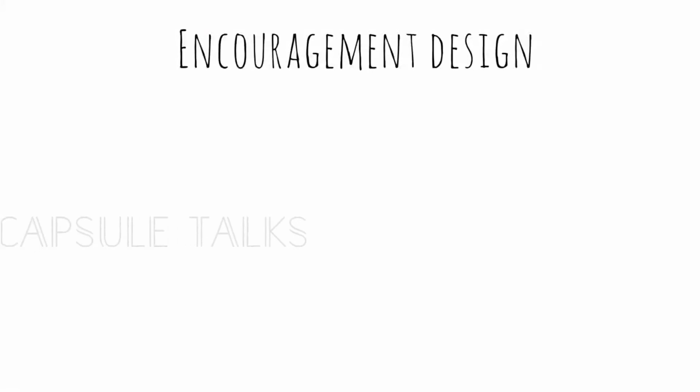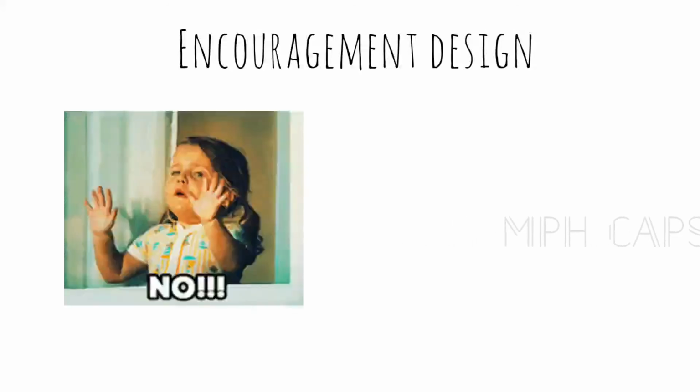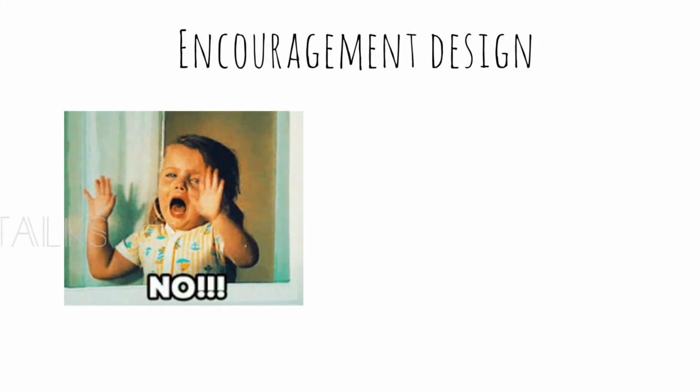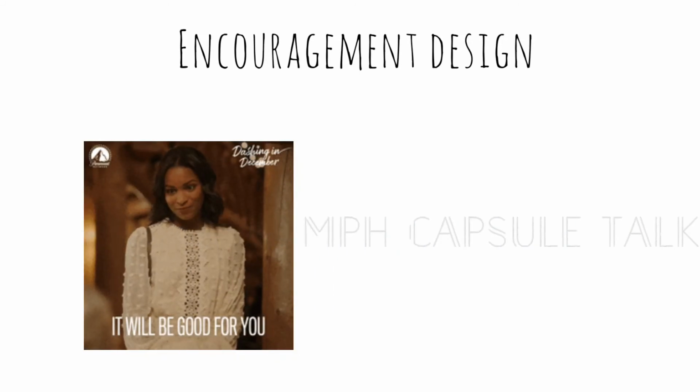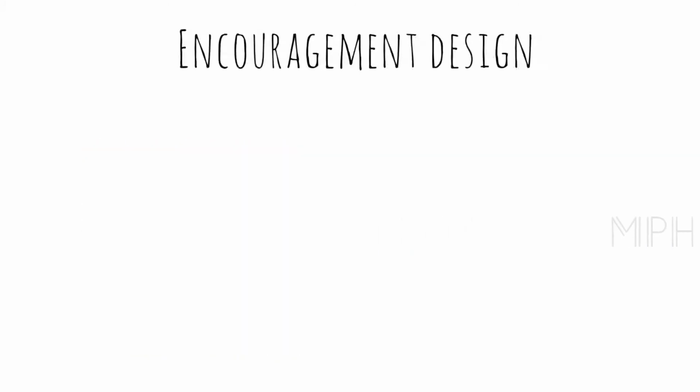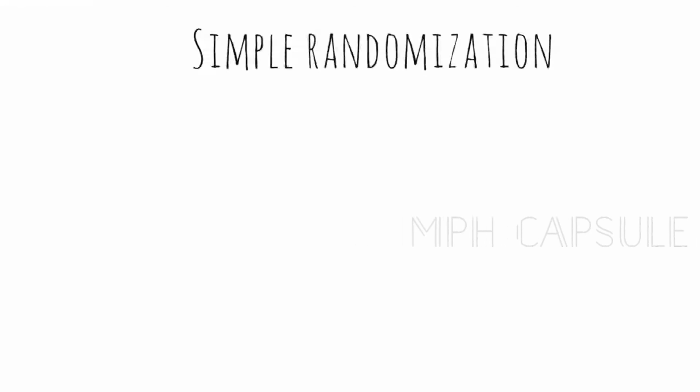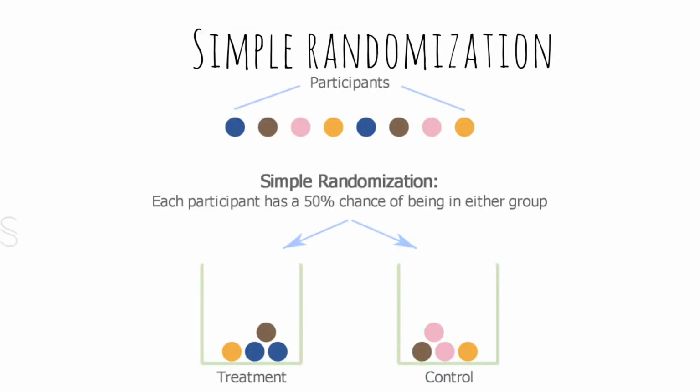These designs are used for programs and policies that are universally available but not universally adopted. The treatment group is provided with an encouragement to take up the intervention. The ones who take up the intervention will be the treatment group and the rest will be the control group. Next is simple randomization, where the individuals or sites are listed and then assigned to the treatment or control groups using random numbers, for example issued by a random number generator.